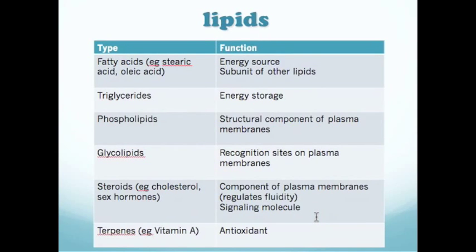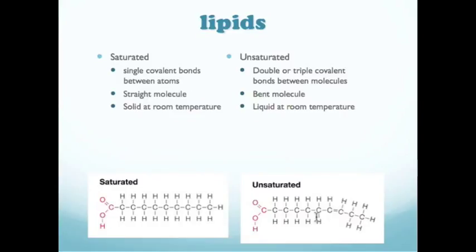So here I've outlined the function of the various lipids and what they do. Also, lipids can be saturated and unsaturated. A saturated lipid has no double bonds in the hydrocarbon chain. As you can see down here, it is a very straight chain and it is solid at room temperature.